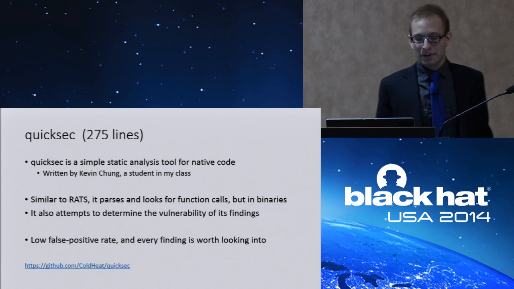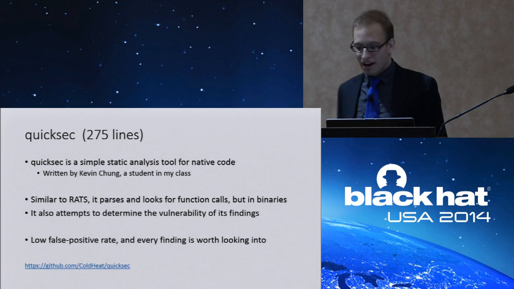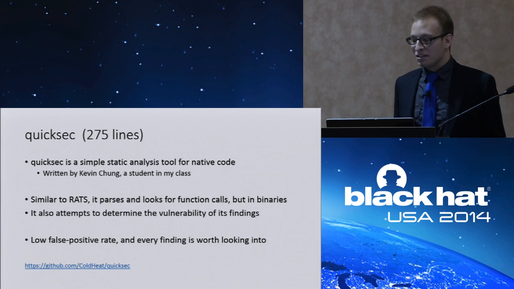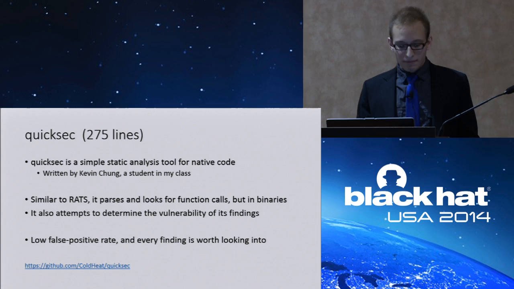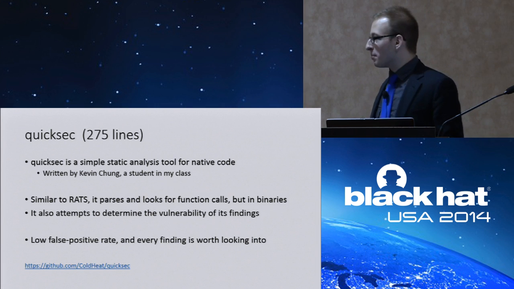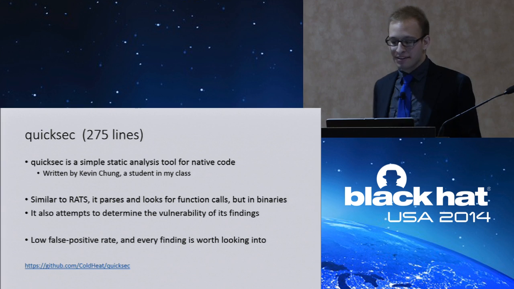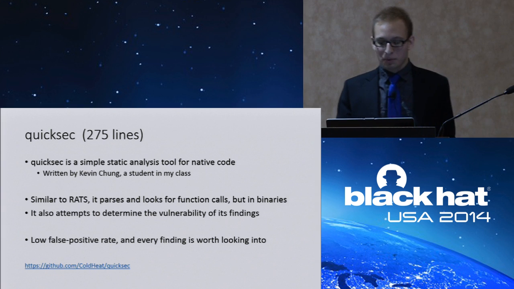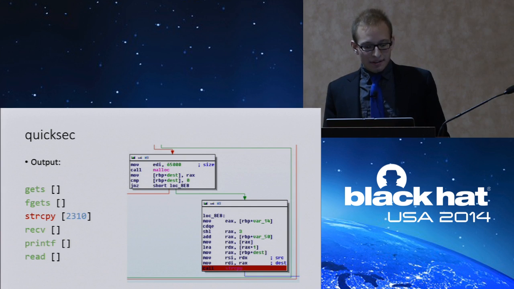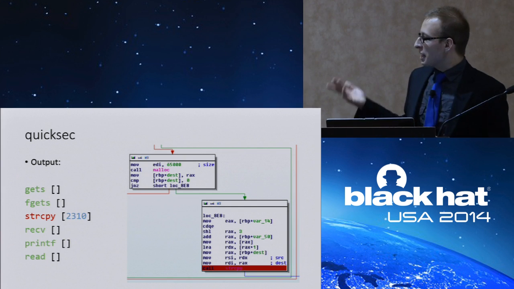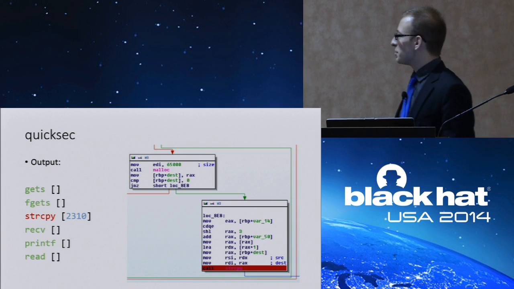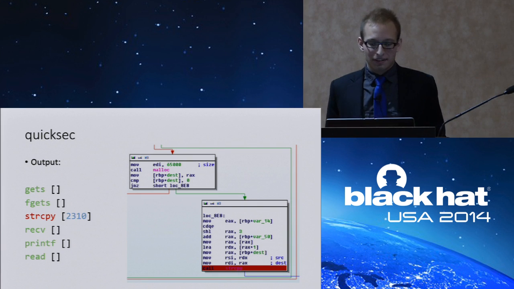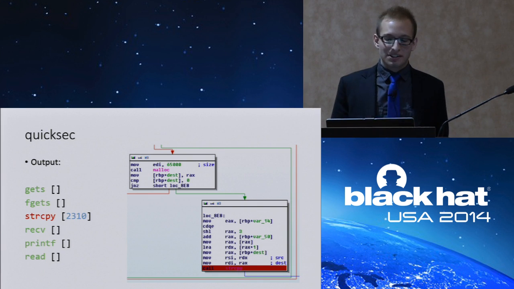It also attempts to determine the vulnerability of its findings. It'll try to use information provided by the binary and by IDA to determine the size of buffers and if the buffers are fixed size. It has a very low false positive rate, just like RATS, and every finding is usually worth looking into. When you run QuickSEC, it runs in IDA. It looks like this. Whenever it finds a potential vulnerability, it'll mark it red, and it'll give you an address to go look at it.